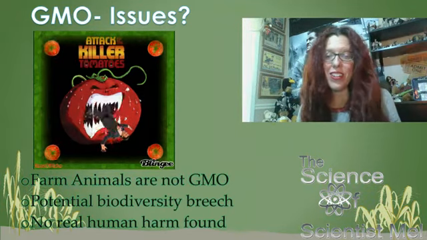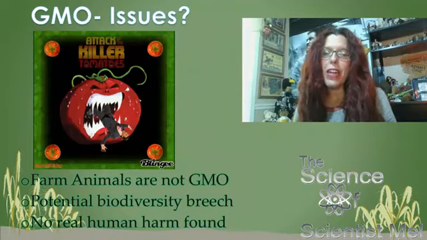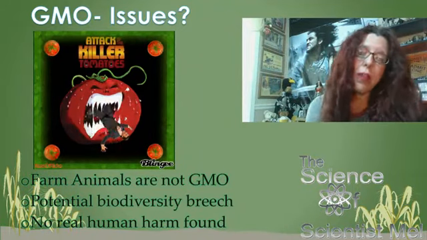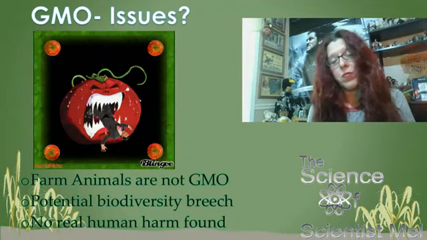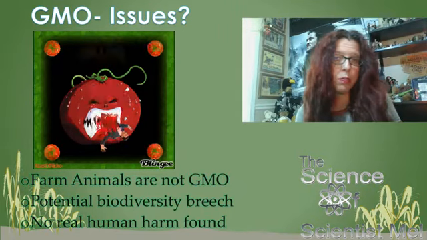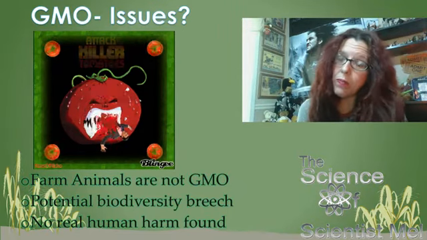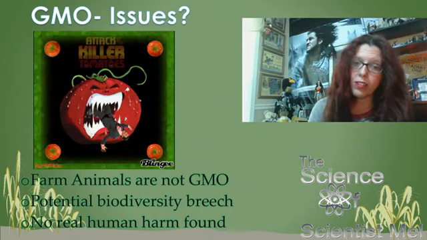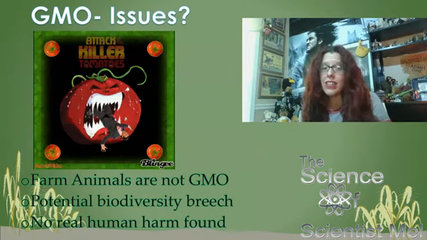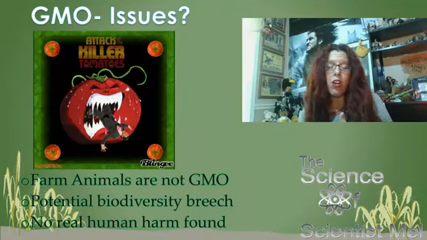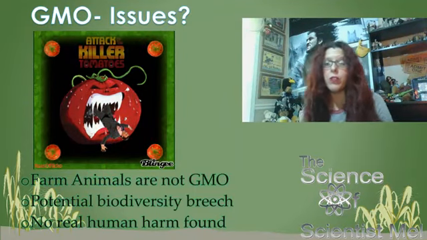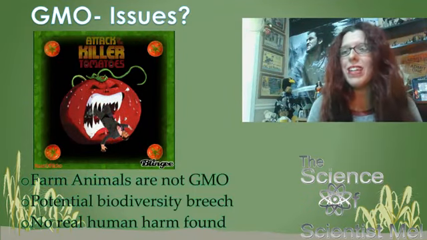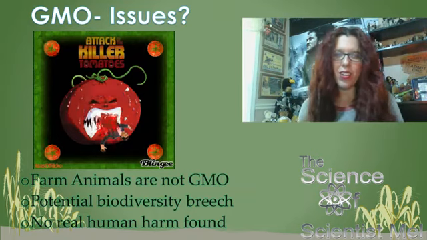So I need to tell you, in the U.S., farm animals are not GMO. Now, there are some concerns in regards to potential biodiversity breach with GMOs infiltrating wild-type versions of organisms. And I should say that there's no real human harm found with GMOs. So what does this mean? What does the science say? Let's talk about that a little bit.